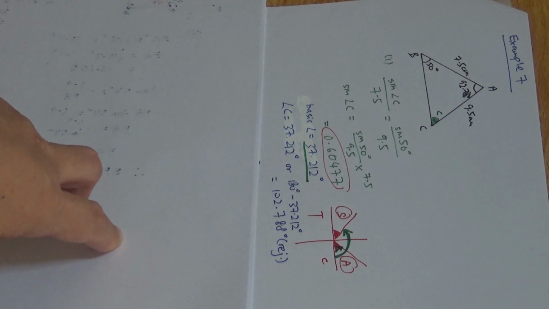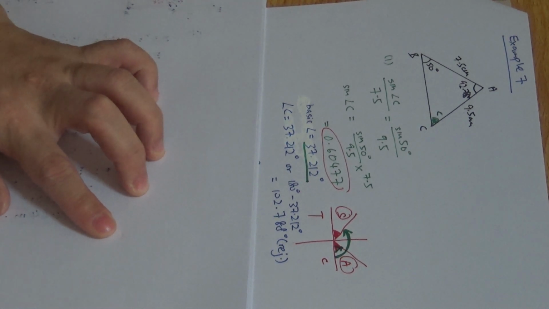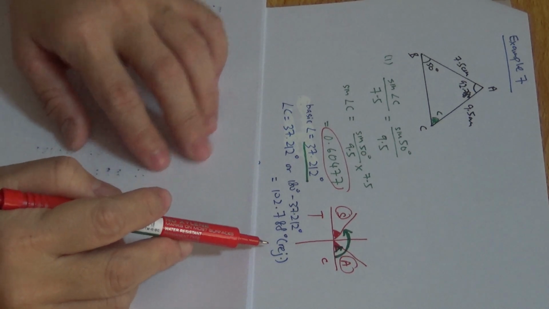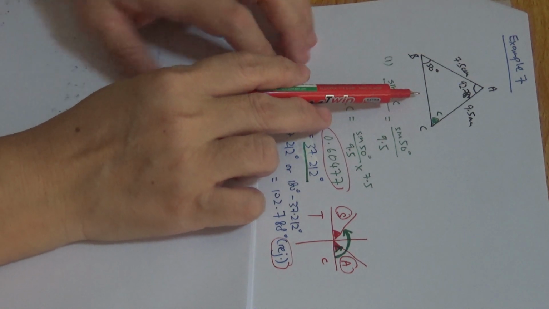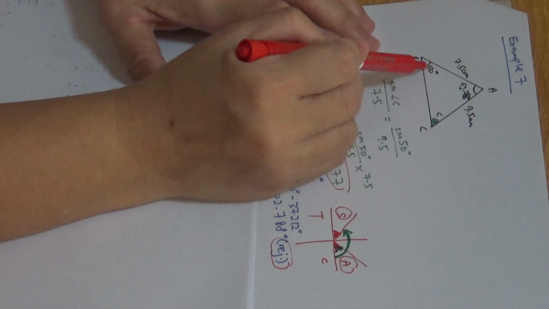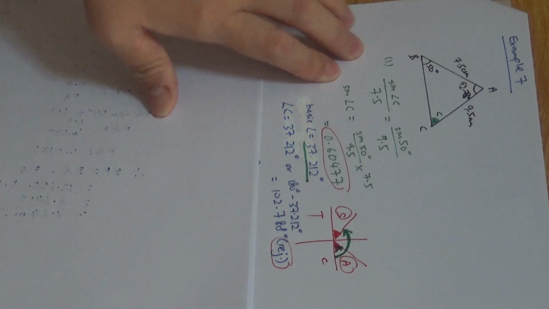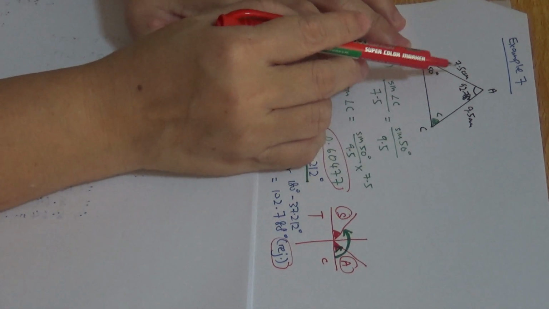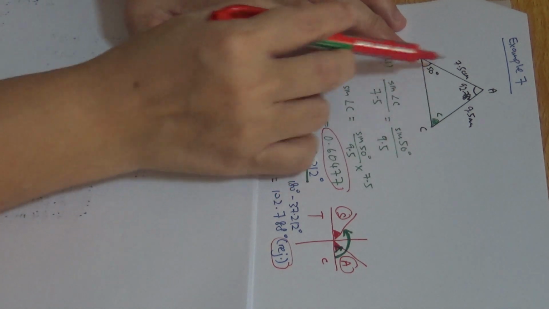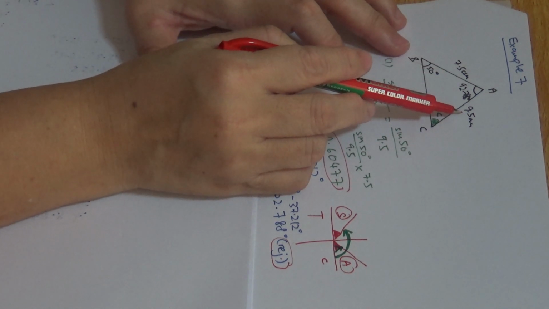Acute or obtuse. Now, why is it that I reject this? I want you to take a look at the picture here. 9.5 is opposite 50. 7.5 is opposite this angle. Now, can you see that 7.5 is less than 9.5?